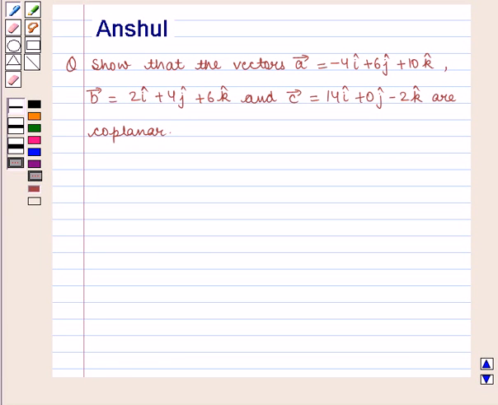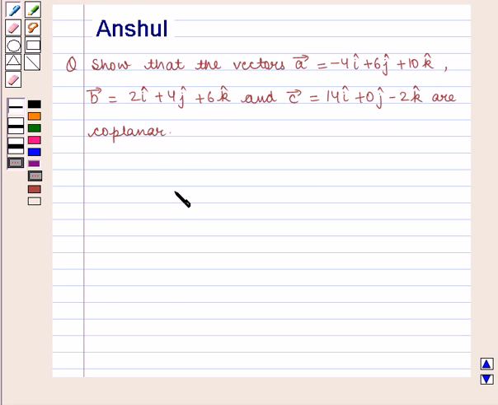In this session, we are going to discuss the following question, which says: show that the vectors A is equal to minus 4i cap plus 6j cap plus 10k cap, B is equal to 2i cap plus 4j cap plus 6k cap, and C is equal to 14i cap plus 0j cap minus 2k cap are coplanar.